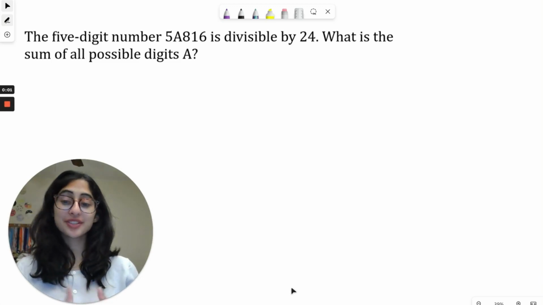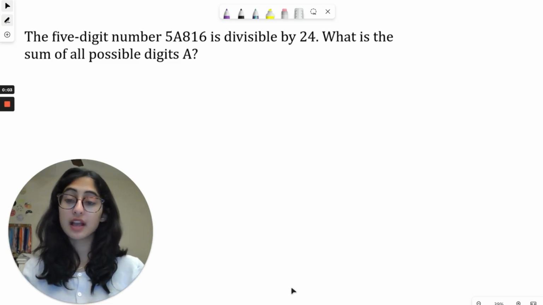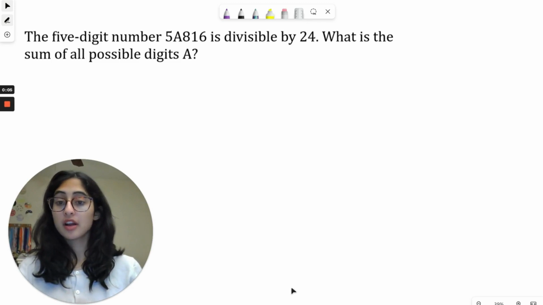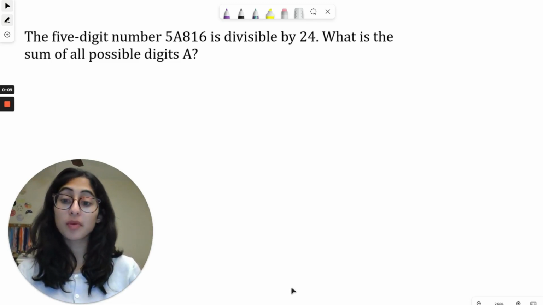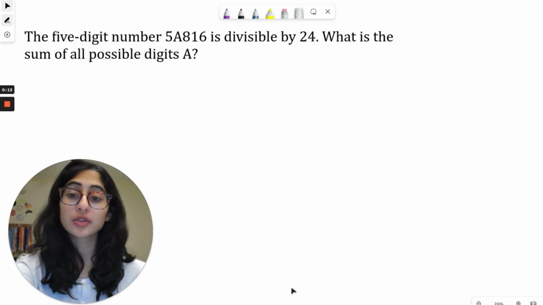All right, so this is question 2 in the week 6 print handout, and it says the 5-digit number 5A816 is divisible by 24. So we need to find the sum of all possible digits A. Basically, we're trying to find what values of A make that 5-digit number divisible by 24. So first, we have to prime factorize 24.